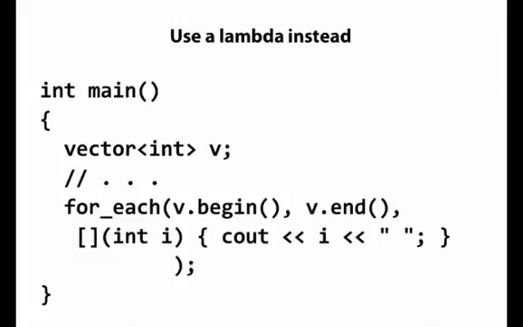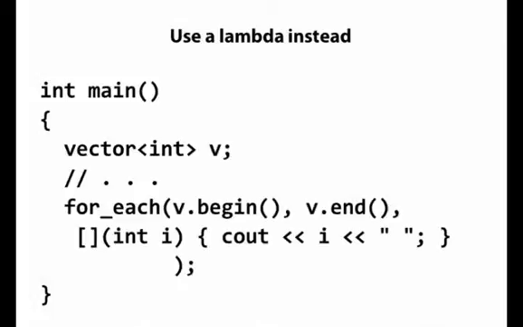The first parameter and the second parameter to the for each call are the same as before, iterators to the beginning and past the end of our vector. The third parameter, instead of just being the name of the function that you want to call on each element of the vector, is in fact the operation that you want to do to each element of the vector.